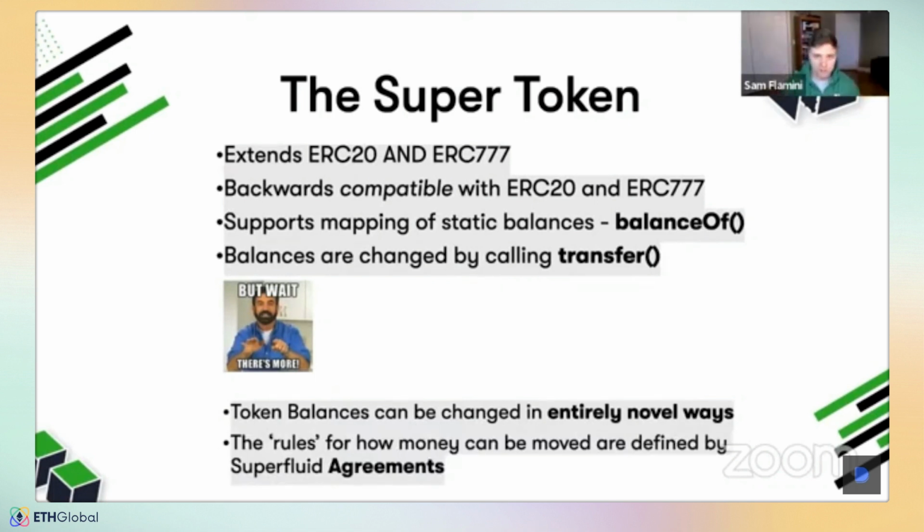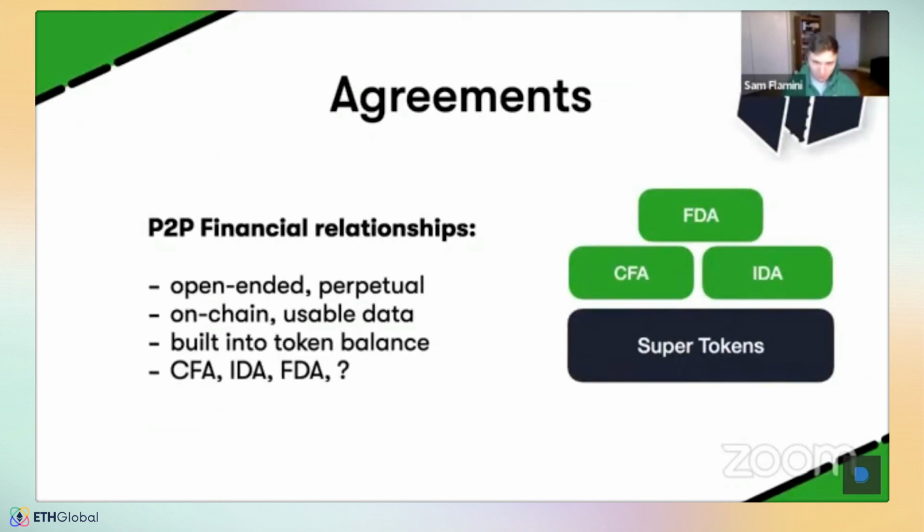superfluid agreements, right? So this is like the logic for how balances can be changed using Superfluid. The agreements are plugged directly into the Superfluid protocol and just define new ways that balances can move. We have two right now, one for money streaming, one for instant distributions, and then a third one in progress around the flow distributions. These agreements are the thing that define the logic there. And I'll explain more about this in a second.